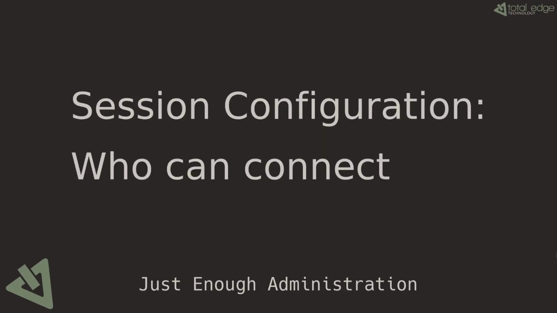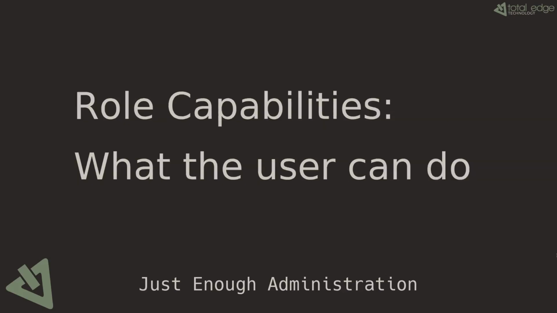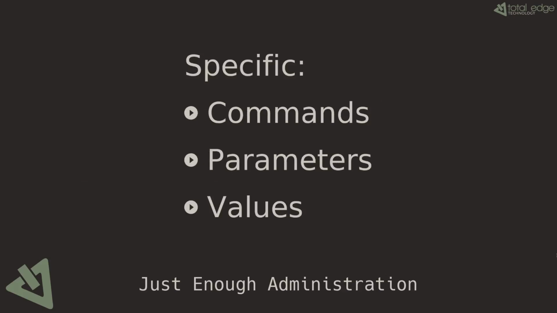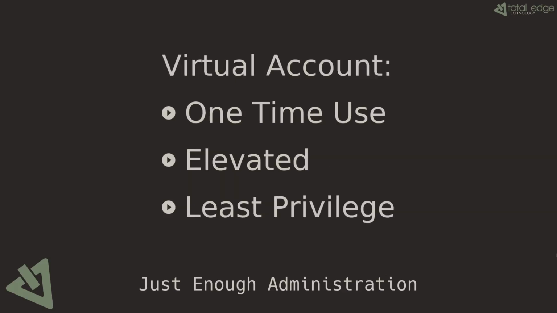There's two main configurations that we have to set up. The first is the session configuration, and it defines who can connect to the endpoint. The second is the role capabilities. This defines what the user can do after they make a connection to the endpoint. You can be very specific with which commands, parameters, and values the user is allowed to run.